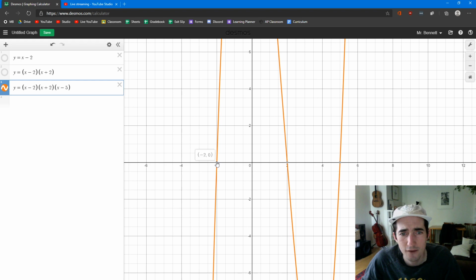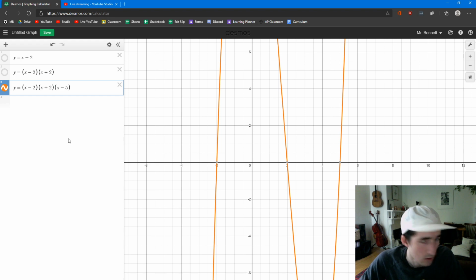So we still have our roots at -2 over here. We have one at +2. And then now we have one at 5. And that's because the only way for this thing to be equal to 0 is when x is equal to -2, when x is equal to +2, and when x is equal to 5. Okay, so that's really the gist of what I wanted to show you today.